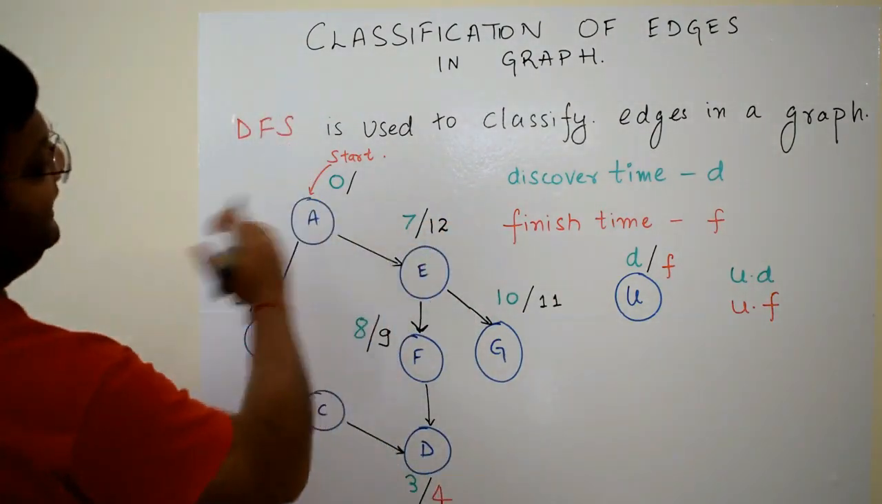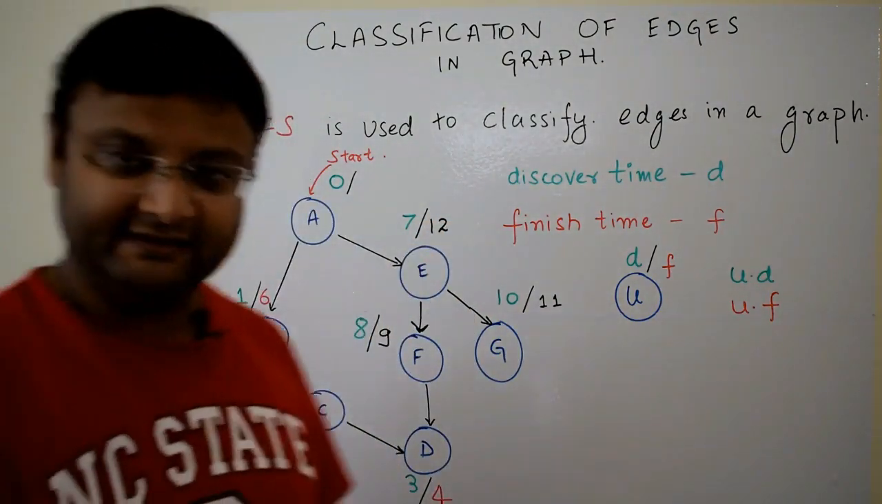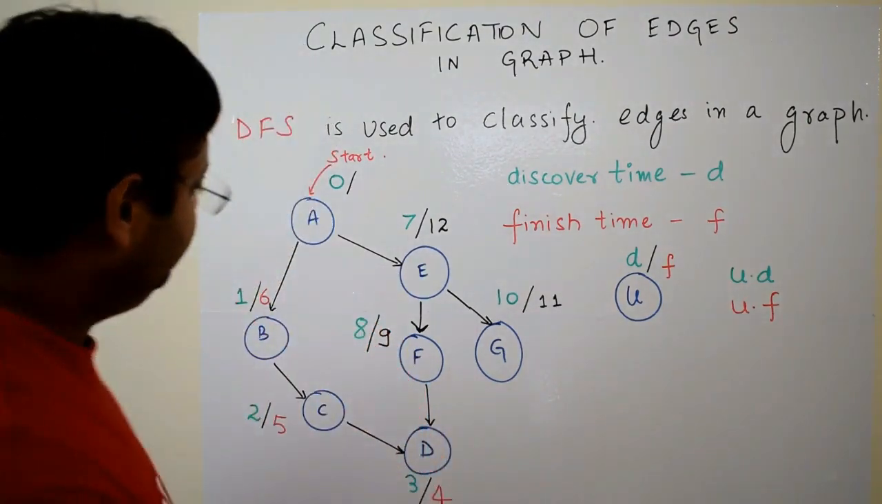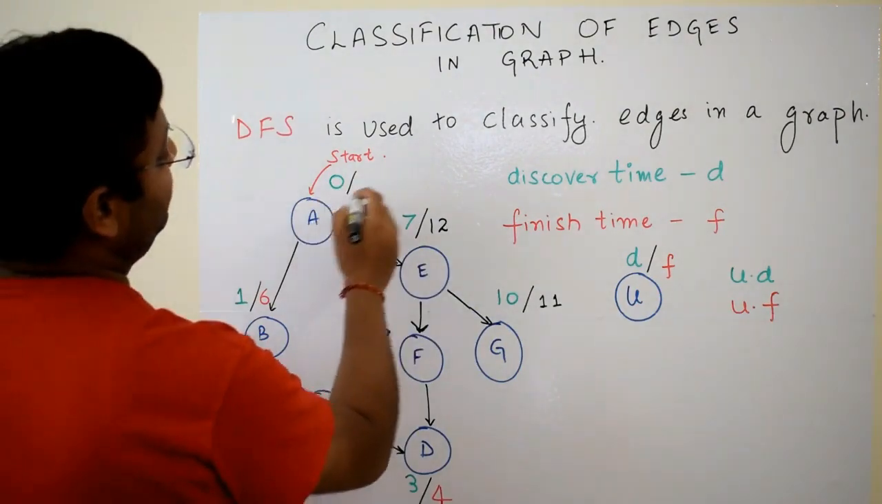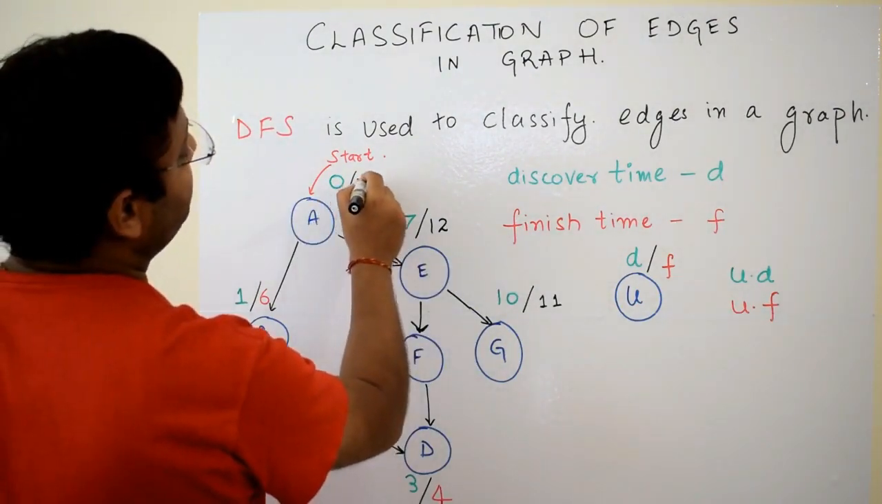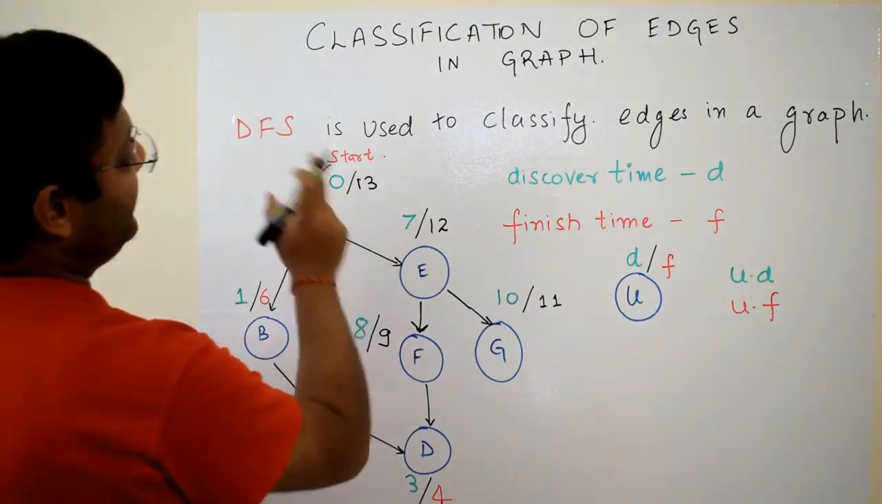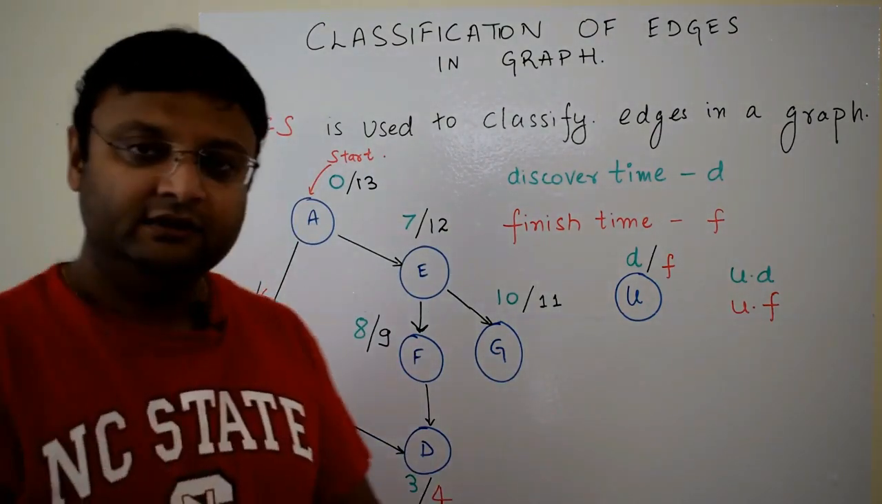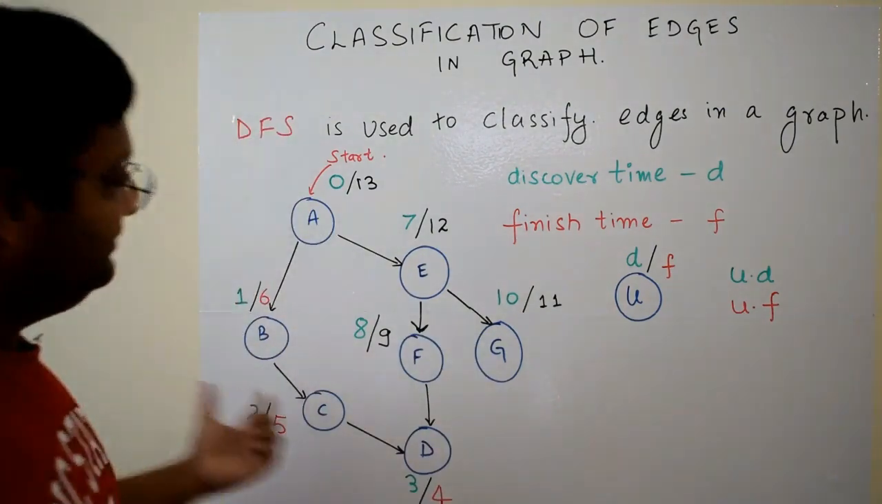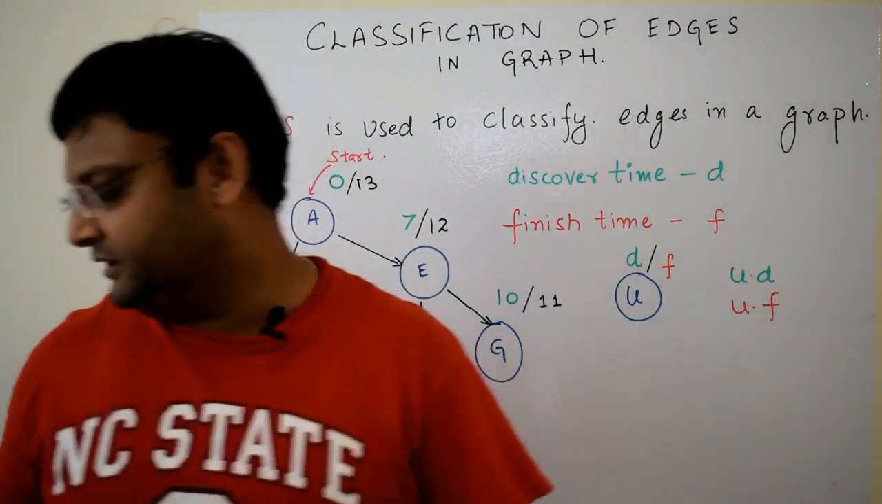And now finally, which one is left? A is left. And with this, the whole graph is discovered. So I'll finish my DFS algorithm on A and mark the finish time on A as 30. Fine. So I hope now the concept of discover time and finish time is clear to you.